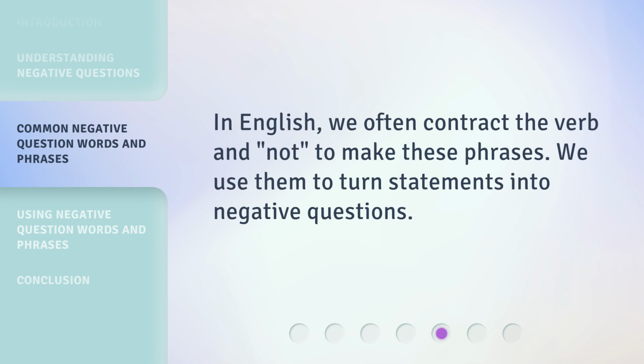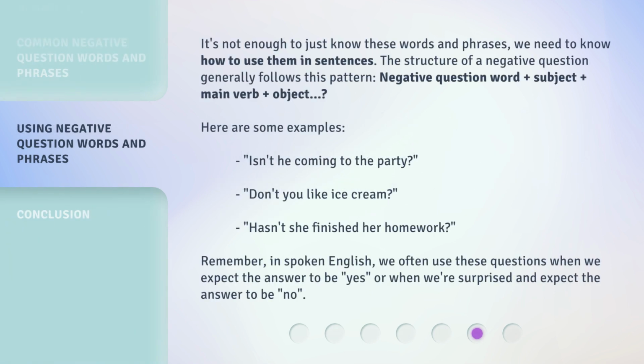In English, we often contract the verb and not to make these phrases. We use them to turn statements into negative questions. It's not enough to just know these words and phrases. We need to know how to use them in sentences.